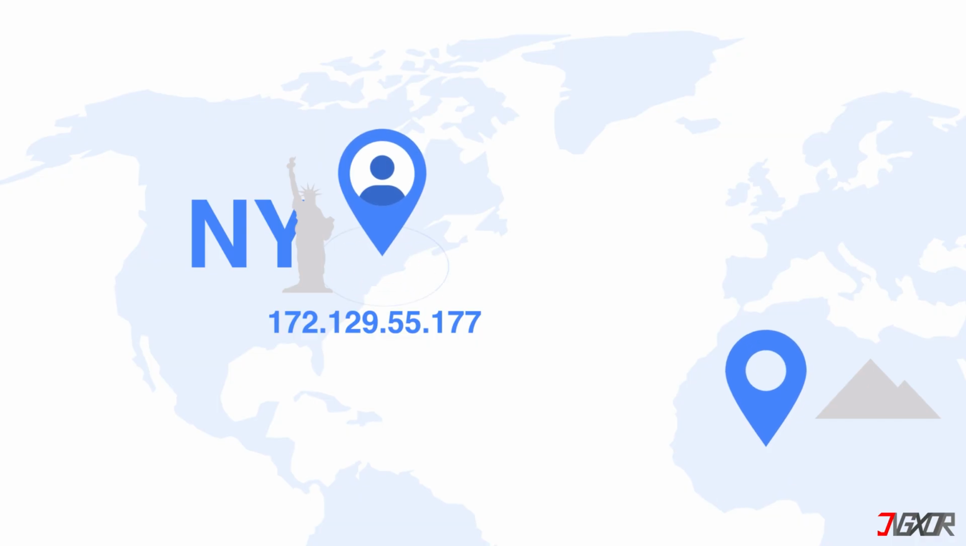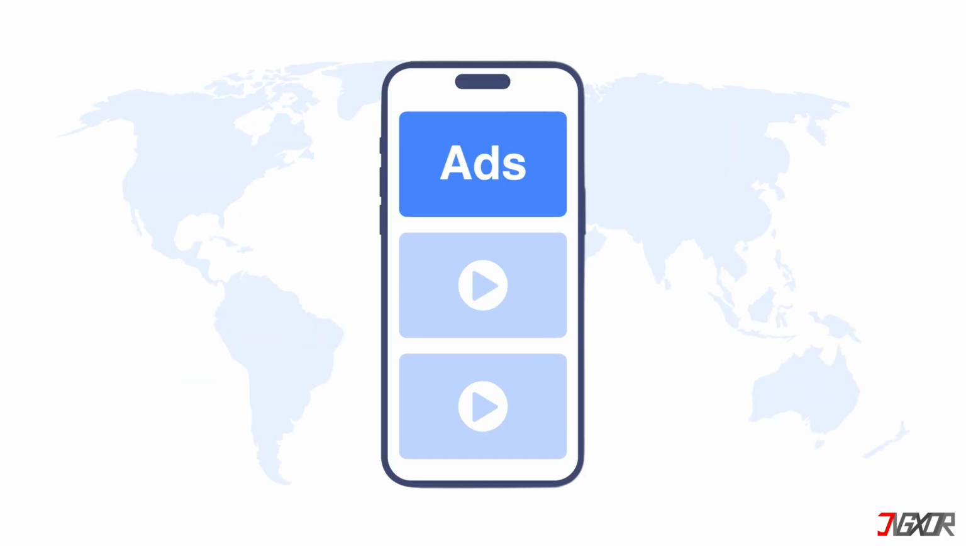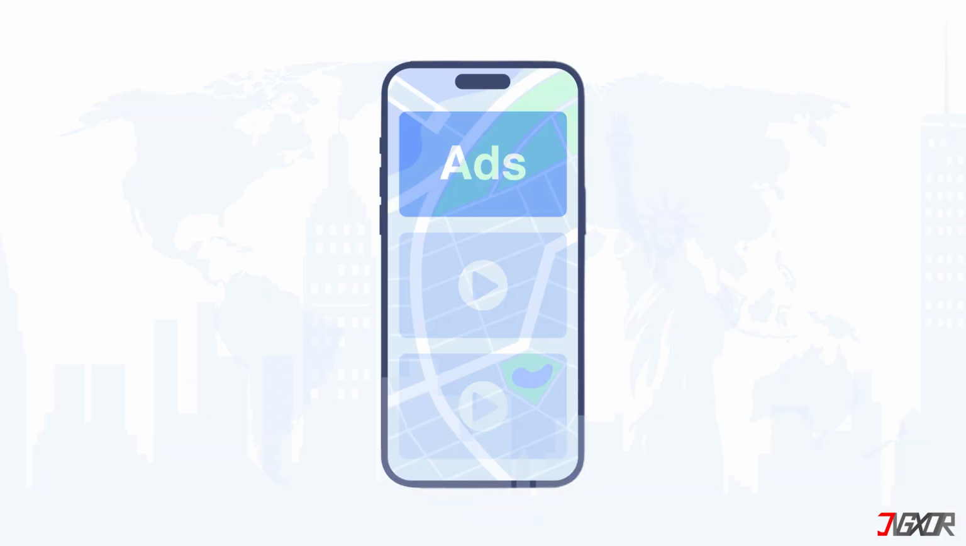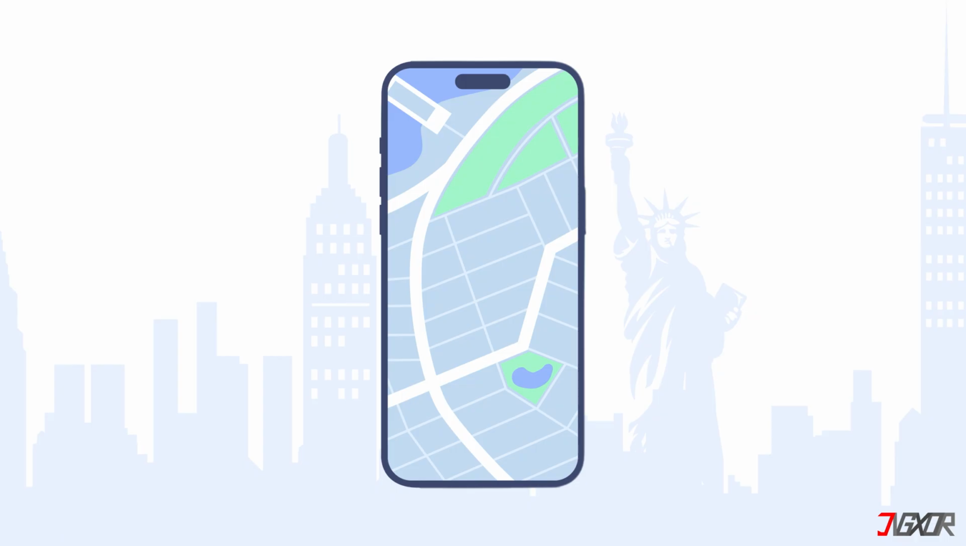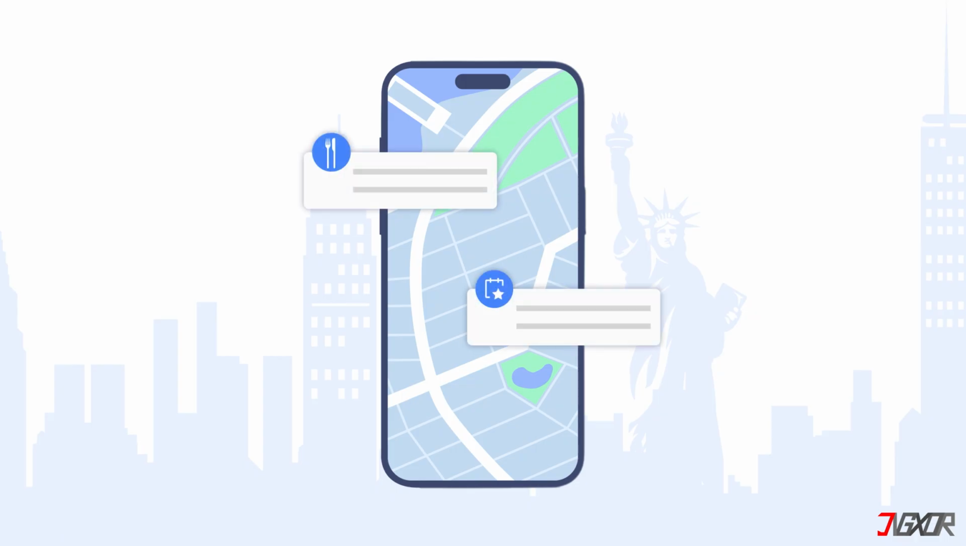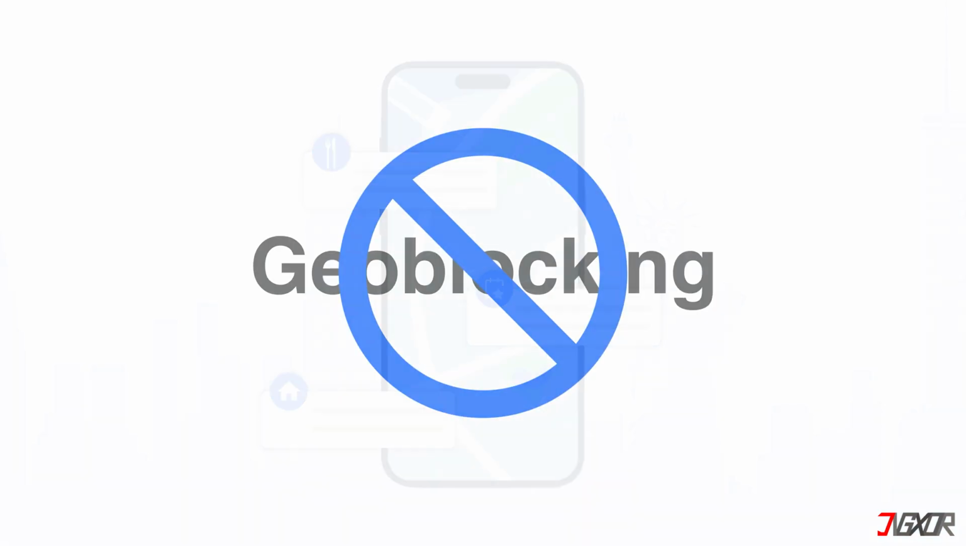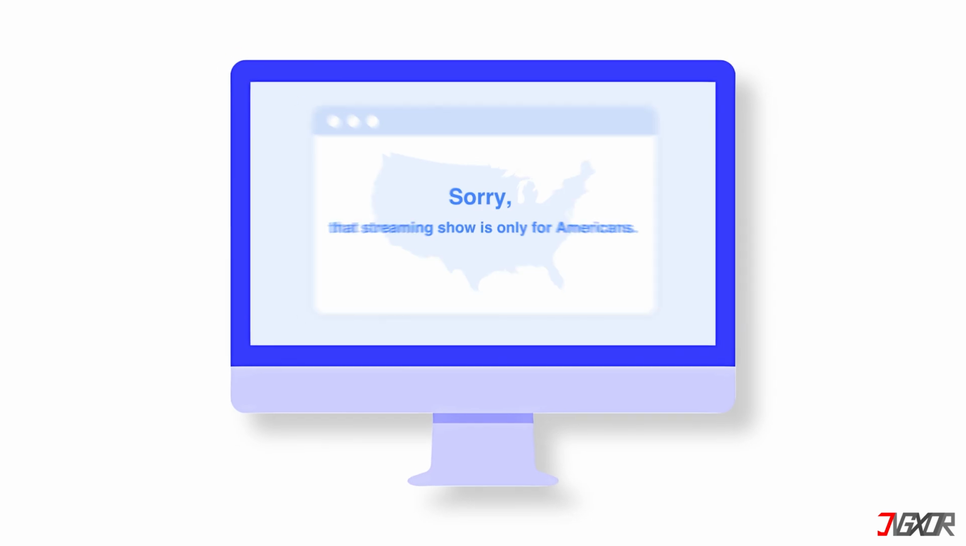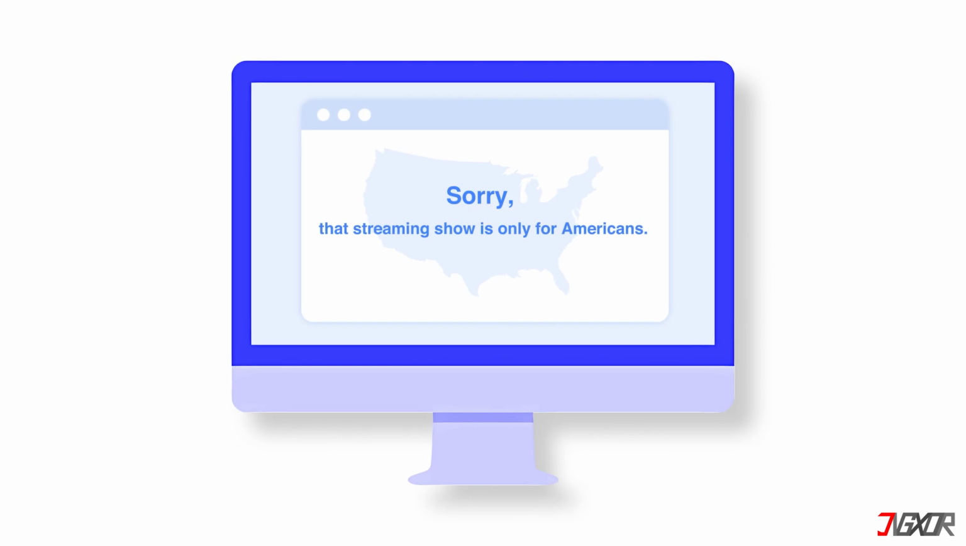This can be used to, first, track your online activity. Next, target you with location-based ads. Let's say you live in New York, then you probably get ads for local restaurants, nearby events, or real estate listings in New York City. Lastly, to geo-block content. For example, "Sorry, that streaming show is only for Americans."